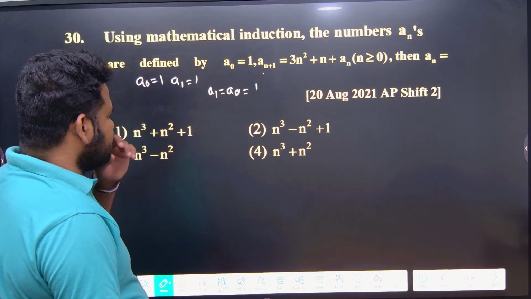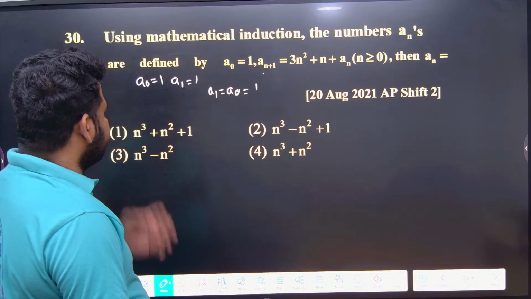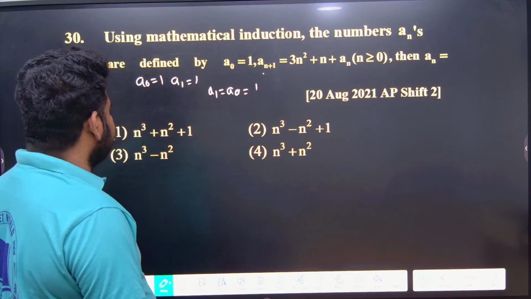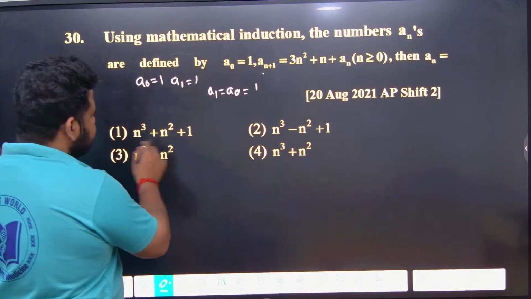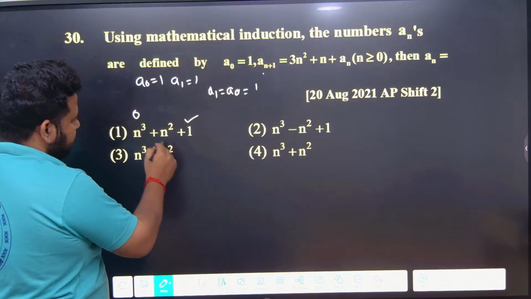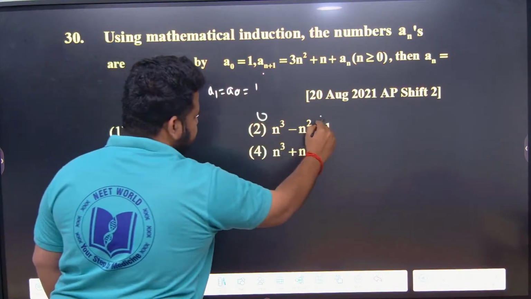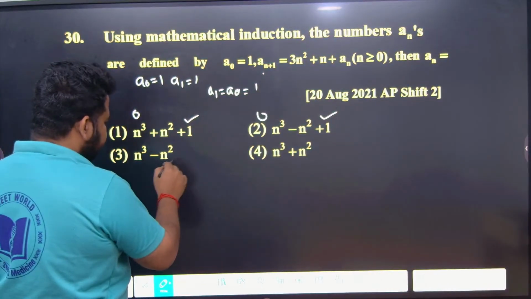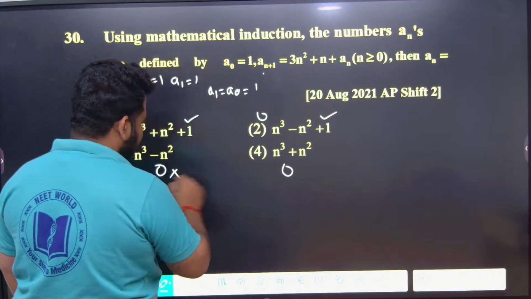Okay, so what I should do? I want to find a n. So, if I want to find a n, if I put n value is equal to 0, where am I getting 1? If I put n value is equal to 0, I am getting 1 here. But here 0 is 0, I am getting 0 here. So, not possible these two options.